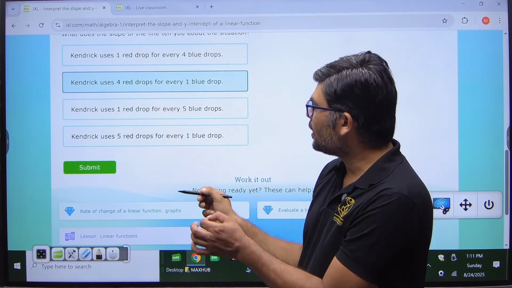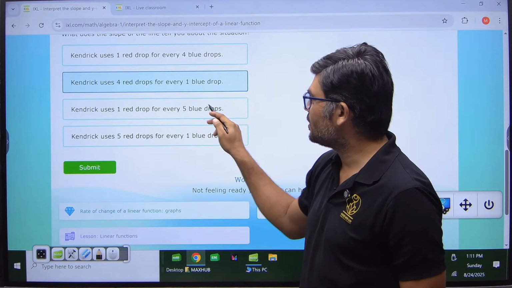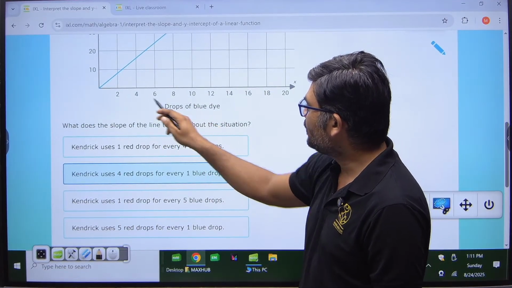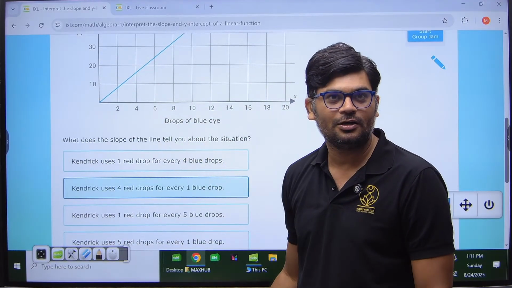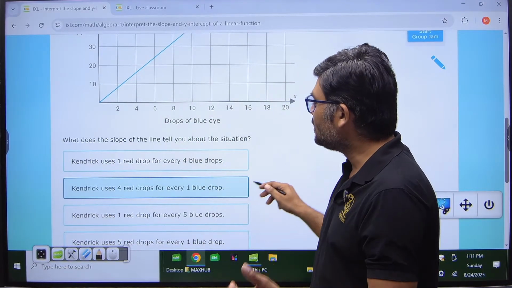Kendrick uses 4 red drops for every 1 blue drop. You can see from the graph as well. For every 1 blue drop, he is using 4 red drops. That's why for 10 it is getting 40. Are you getting it? I'm not reading the question as well.